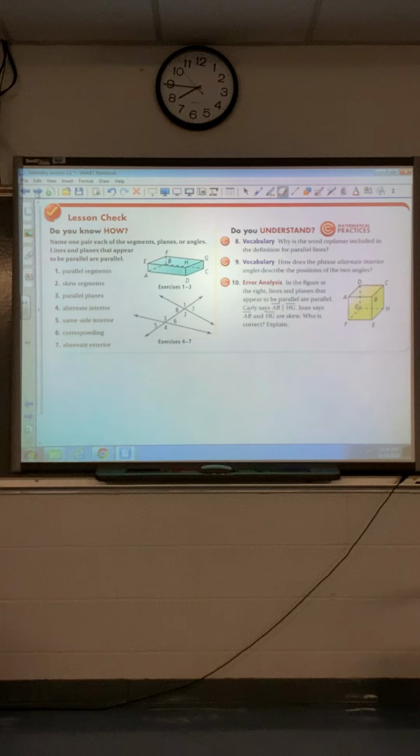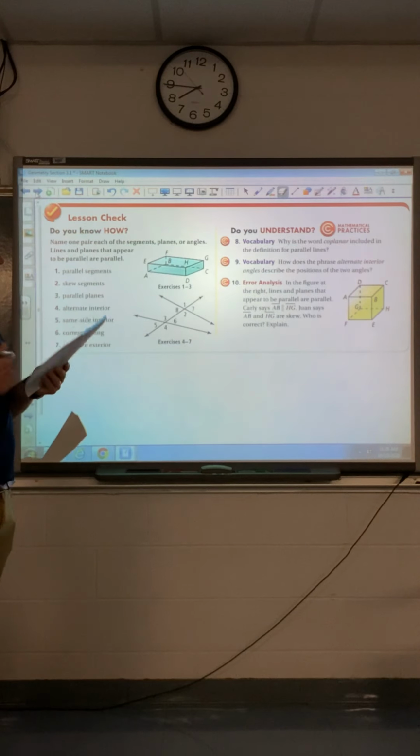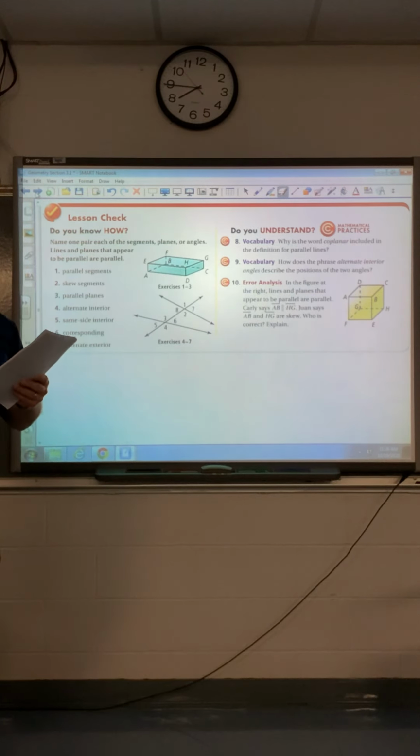That's literally the whole section, just going out there and naming those. Can y'all handle that? It's gonna give you a picture and ask, are these alternate interior or alternate exterior, or corresponding?